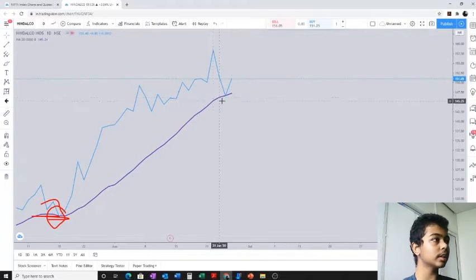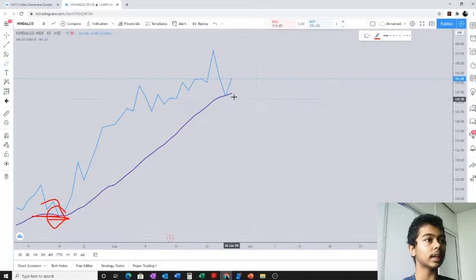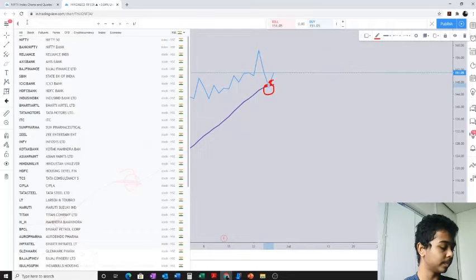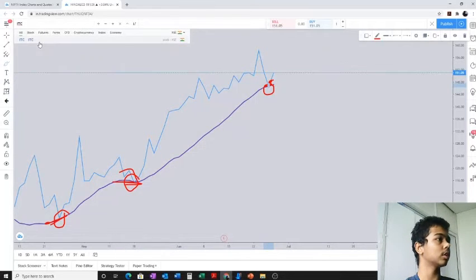And yesterday, which is Friday, I'm shooting this on Saturday. So on Friday, which is 26th, this happened again, but I didn't take the trade over here. But yeah, this is one stock.